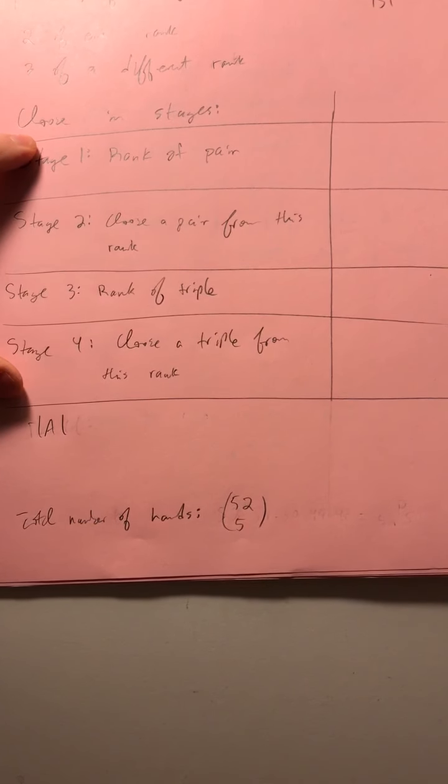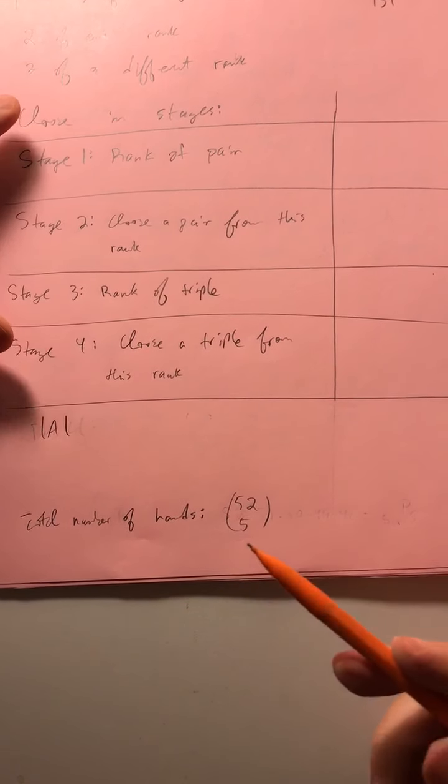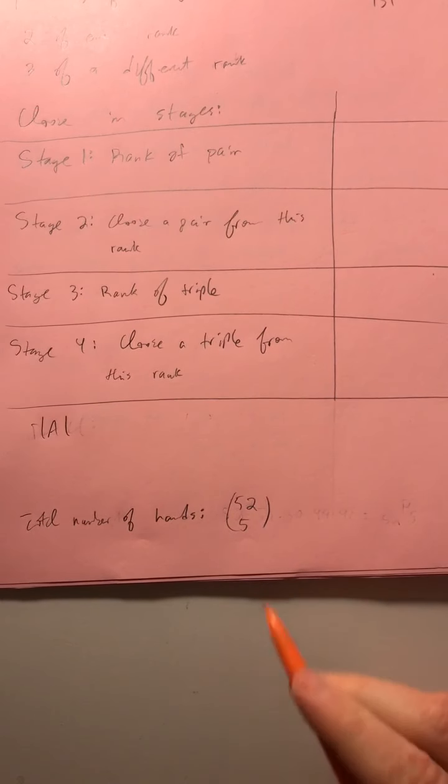So 52 possible cards. How many different hands could you have? Let's choose 5 of those 52 cards. That's it. That's our denominator.